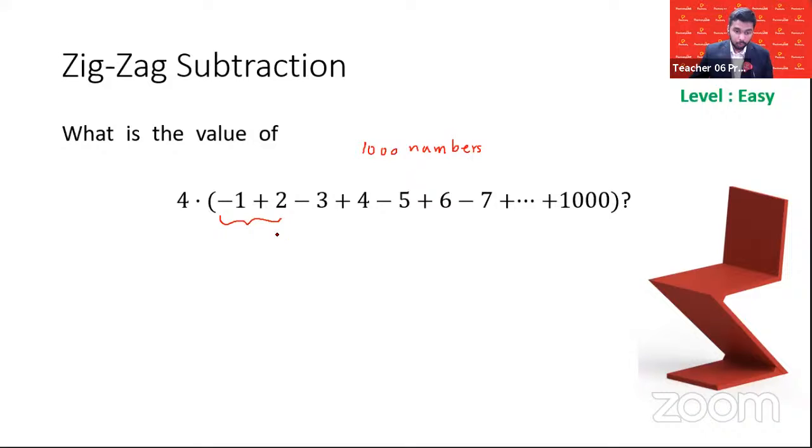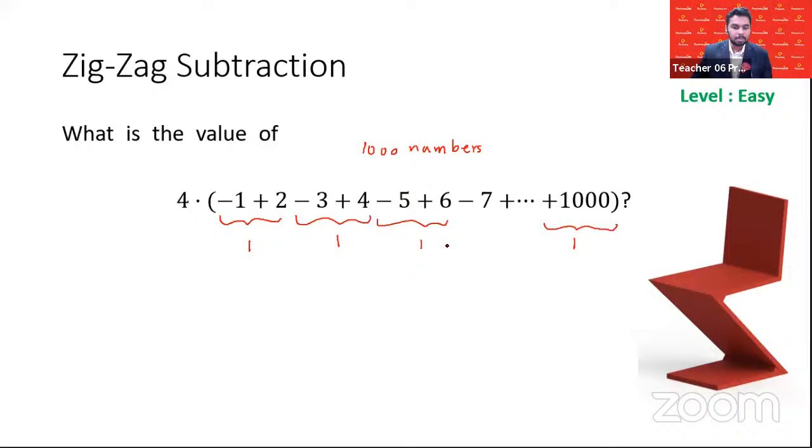Now what I want to do is combine two adjacent numbers. You know what adjacent numbers are? Numbers that are close. So you can do 2 minus 1, 4 minus 3, 6 minus 5, etc. If I do 2 minus 1, it is 1. If I do 4 minus 3, it is 1. 6 minus 5 is 1, etc. This will go to 1000 minus 999. So that is also 1.